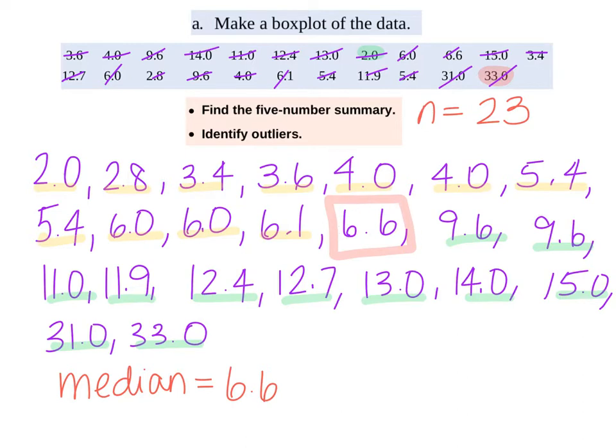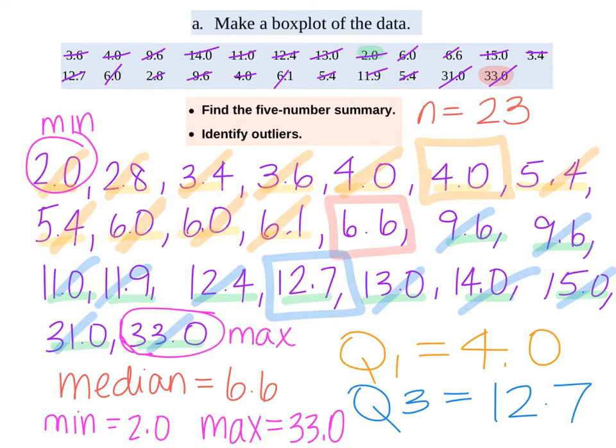That means that the 12th one in from either the lowest end or the highest end is going to be the median. So what I'm going to do is take the first half and the second half and determine our Q1 and our Q3. The midway point of the first half of our data here is 4.0, so that means Q1 is 4.0, and the halfway point in our second half of the data is 12.7, so that makes Q3 12.7, and of course the other two values are the minimum at 2.0 and our maximum at 33.0.